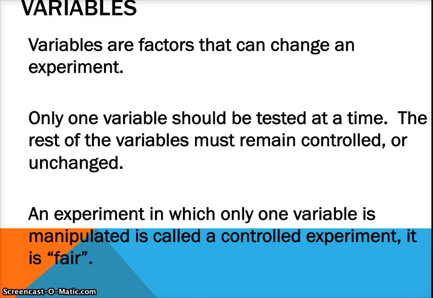Variables are factors that can be changed in an experiment. Only one variable should be tested at a time. The rest of the variables must remain controlled or unchanged. An experiment in which only one variable is manipulated or changed is called a controlled experiment. It is fair.